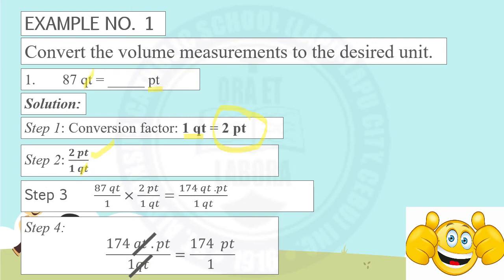The remaining will be the pints, and that will be our desired unit. 174 pints over 1 is equal to 174 pints. And that will be our final answer.